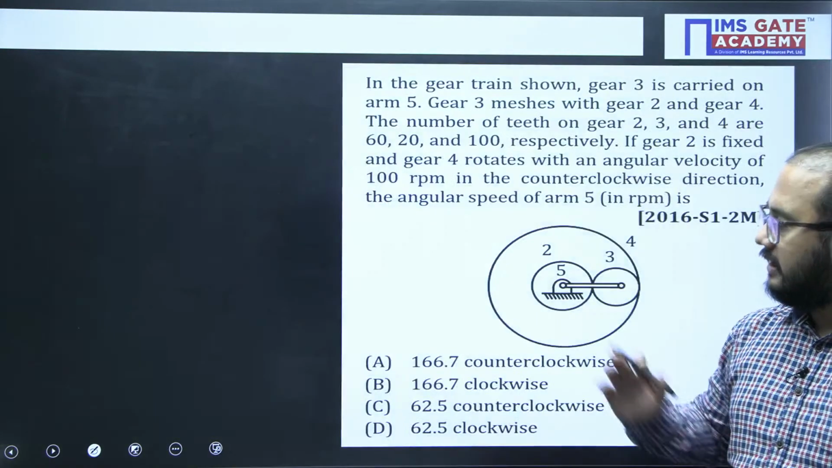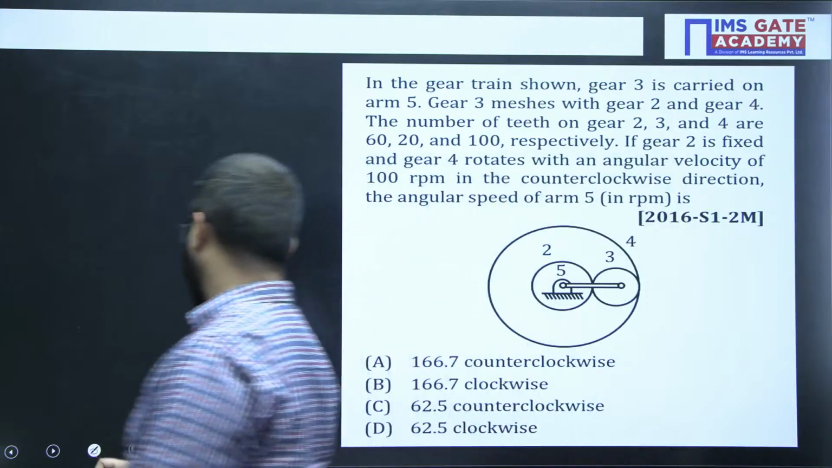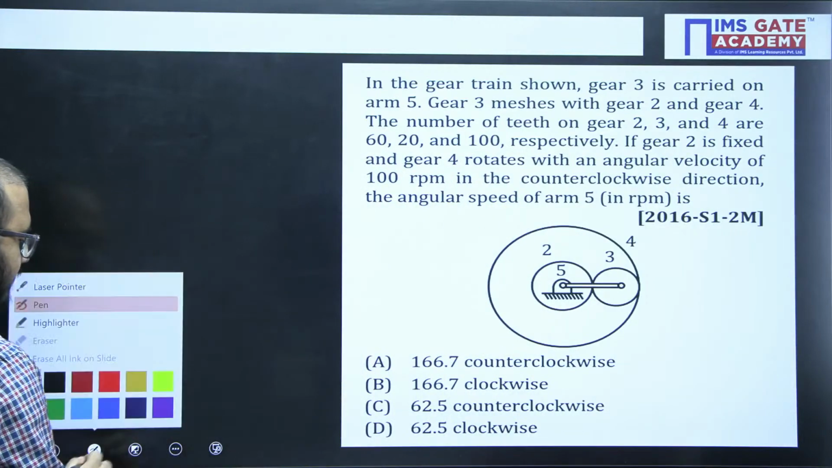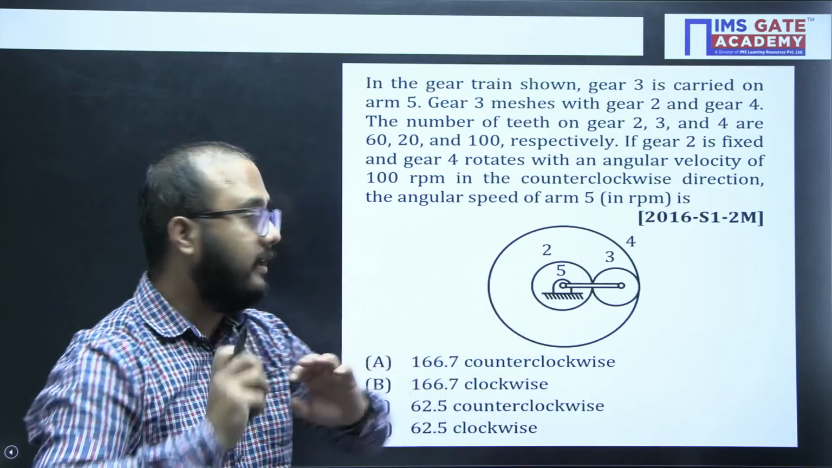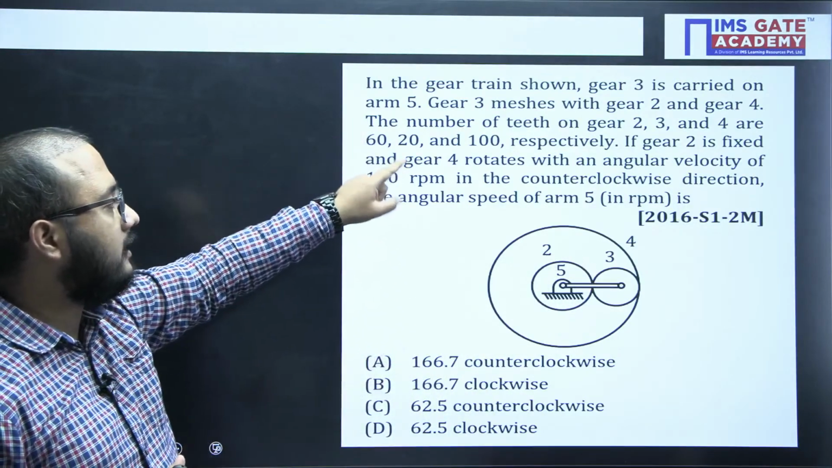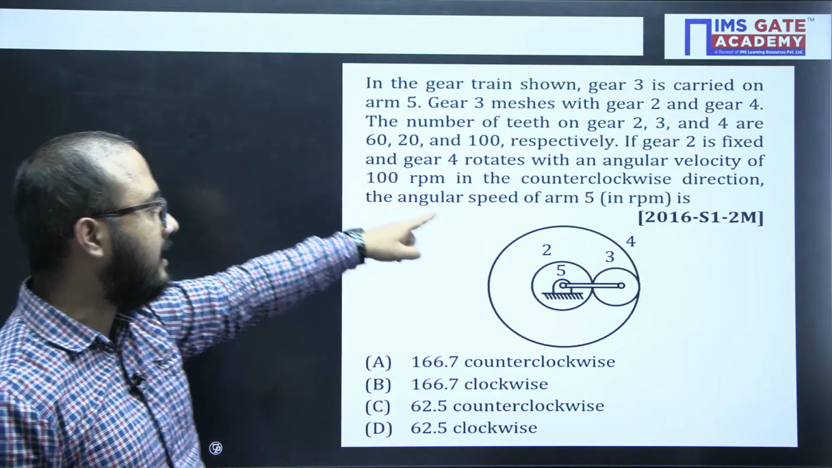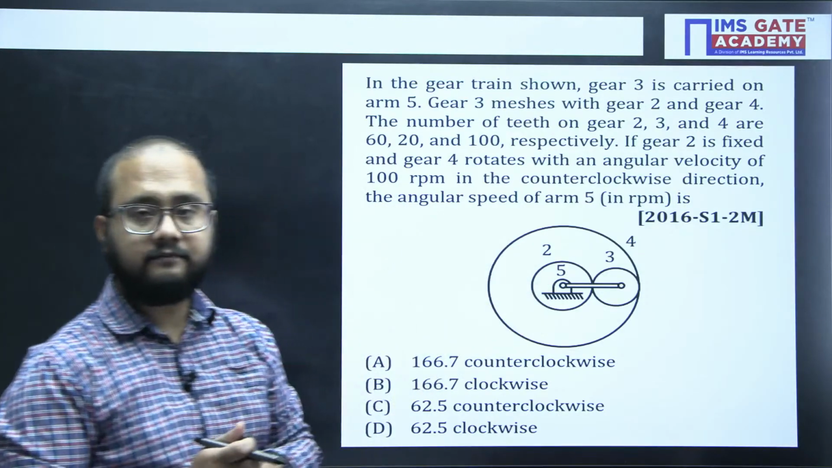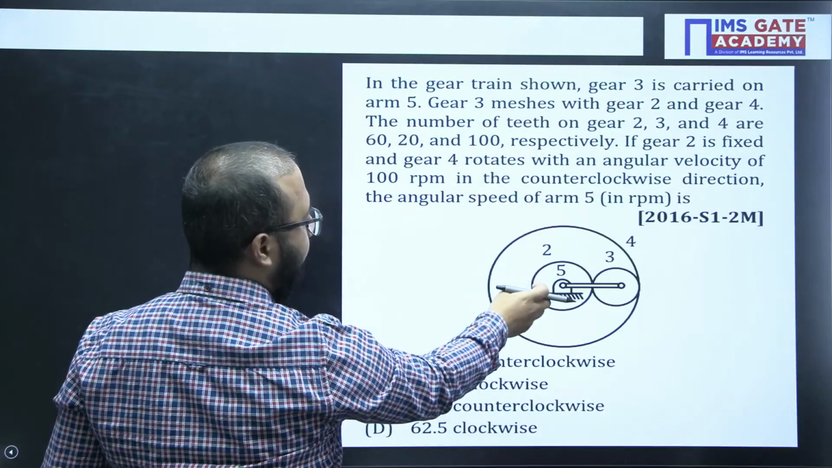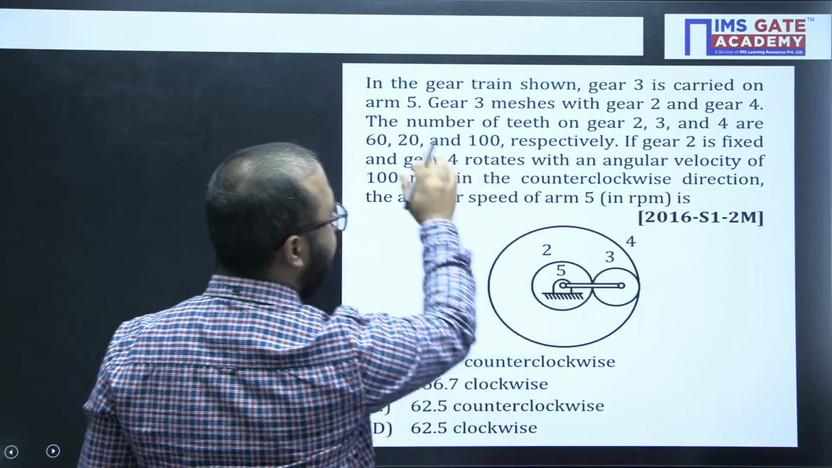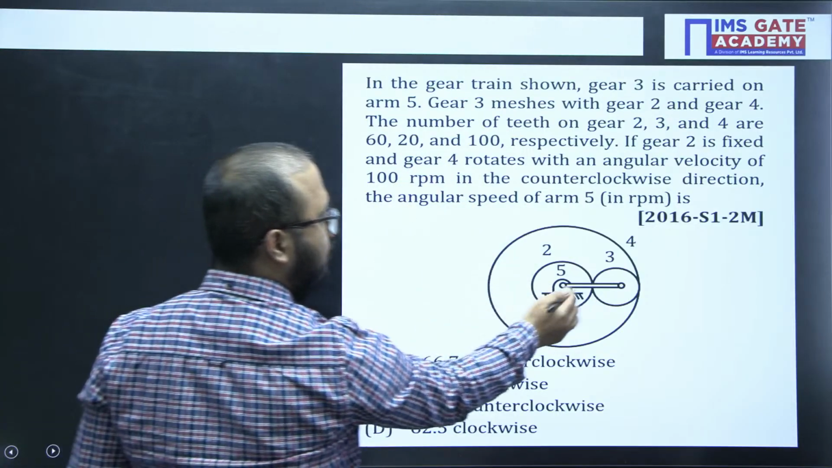Now, coming to the next question, guys. This is the next problem from GATE 2016. In this question, please read the question very carefully. In the gear train shown, gear 3 is carried on the arm 5. Okay, arm they have mentioned with 5. Gear 3 meshes with gear 2 and gear 4, in meshing, fine.